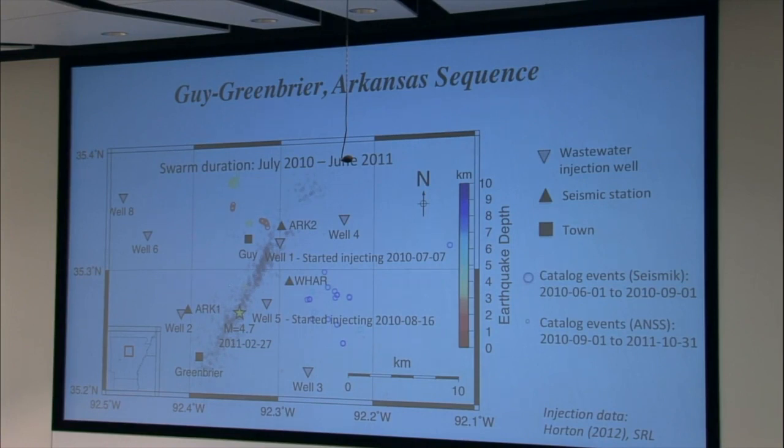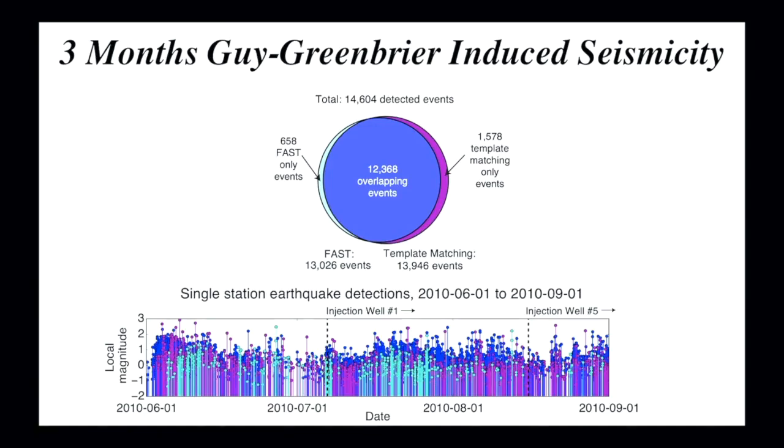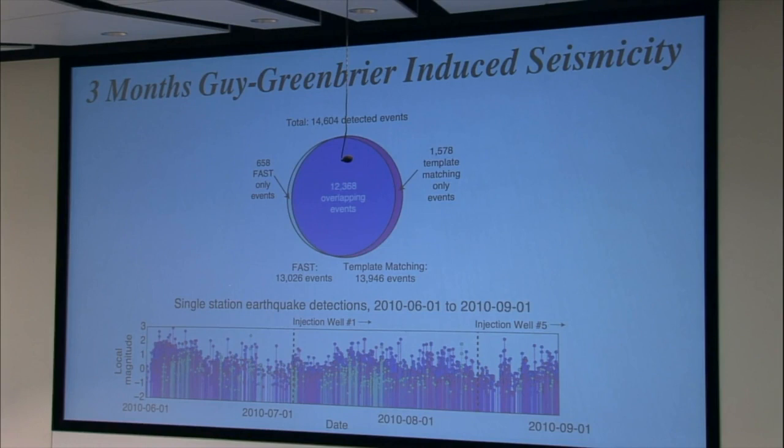And what's shown with the colored circles are earthquakes early in the sequence, in the first 3 months of the sequence. There are about 7 years, I think, that are in the standard comprehensive catalog of the U.S. Geological Survey. So we applied this fast algorithm to the first 3 months of the sequence because we wanted to see the initiation stages, how it got going. And we found, with FAST, 13,000 earthquakes instead of 70.